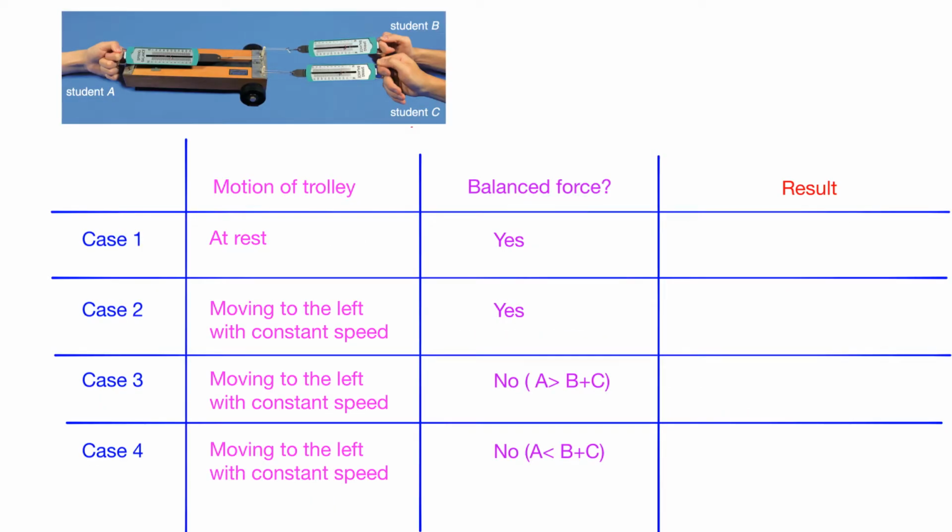In this case, we've got a trolley, and then we have student A, force A to the left, and then B and C. B and C are adding in the same direction, so for the force towards the right, we simply add them up. So for case 1, maybe you can pause the video and think about what the result would be.